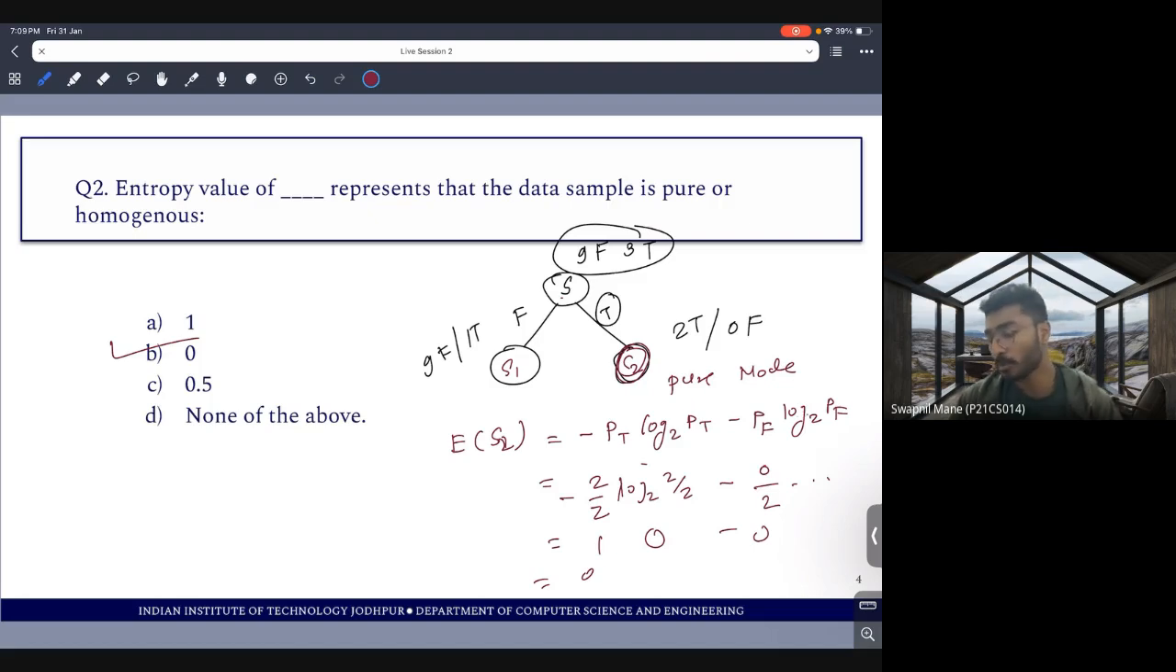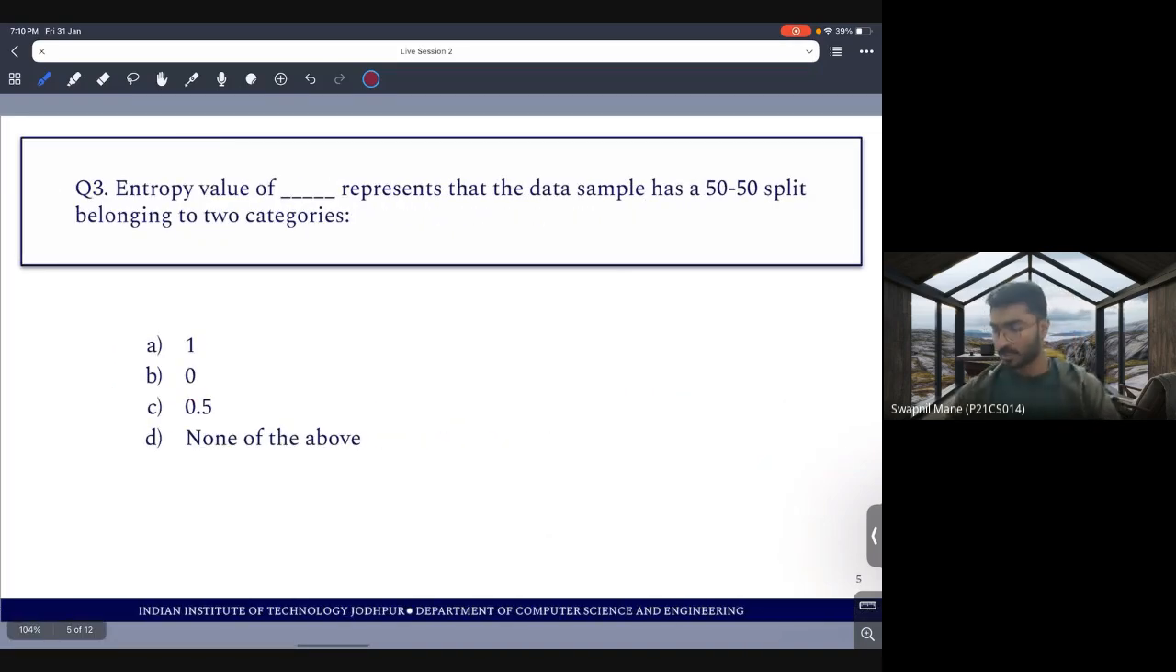Okay, let's see the next question. From that next question we'll try to draw the entropy as the probability changes, based on this probability, how the entropy is varying. Okay, is there any doubt? Yeah, option B is correct. Okay, let's move to another question.